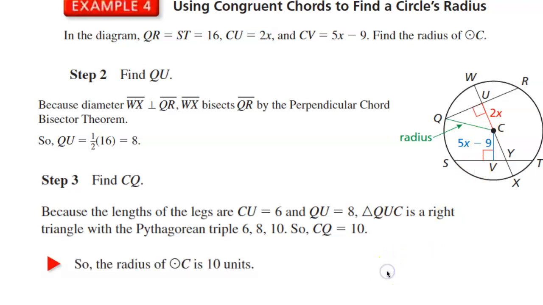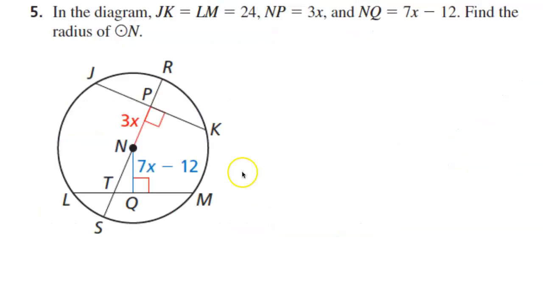So let's do another example together. So here we go. We have almost the same situation. We have diameter perpendicular to a chord. So I know JK, always funny, is cut in half. So PK is equal to PJ. And they tell me that JK is 24. And LM is also 24. So congruent chords, meaning they're the same distance from the center.